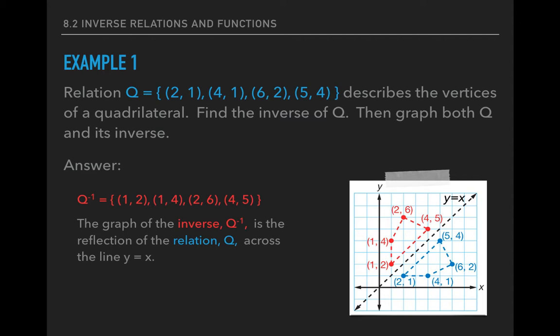And this will be true for every relation and its inverse. They will always reflect each other like this. So I'll say that again because it's really, really important. Relations and their inverses will be reflections of one another across the line y equals x.